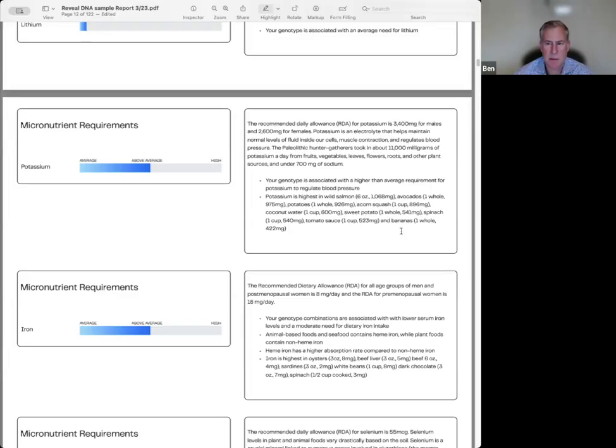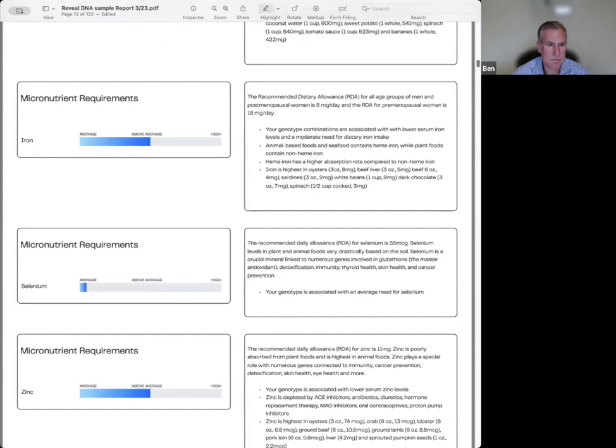and supplementing is not bad. But think about this. I mean, 11,000, and one banana has 422. So you're eating like 22 bananas, or having 20 cups of tomato sauce or 20 cups of spinach. So you've got to eat a lot of healthy food in general, and then you've got to maintain that for good potassium levels, or supplement.